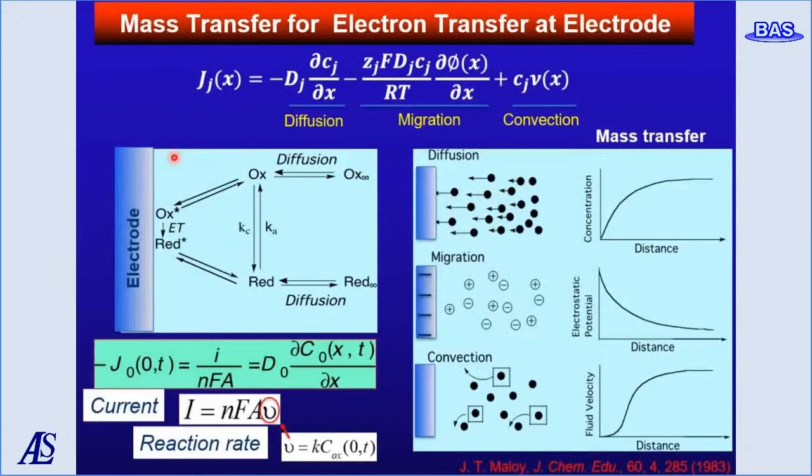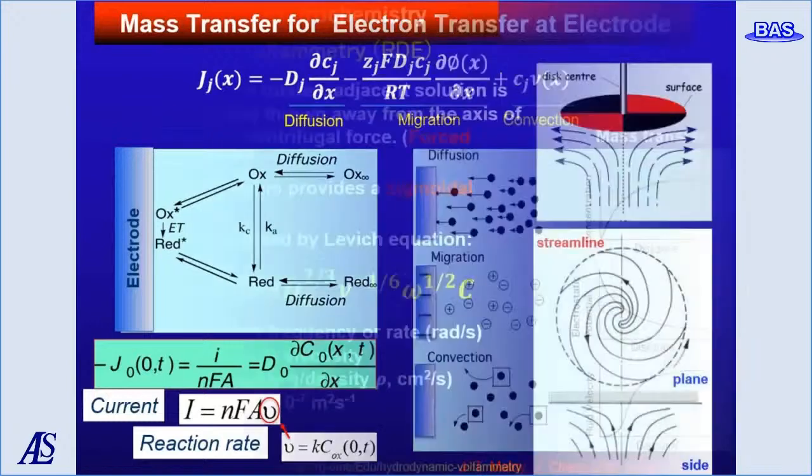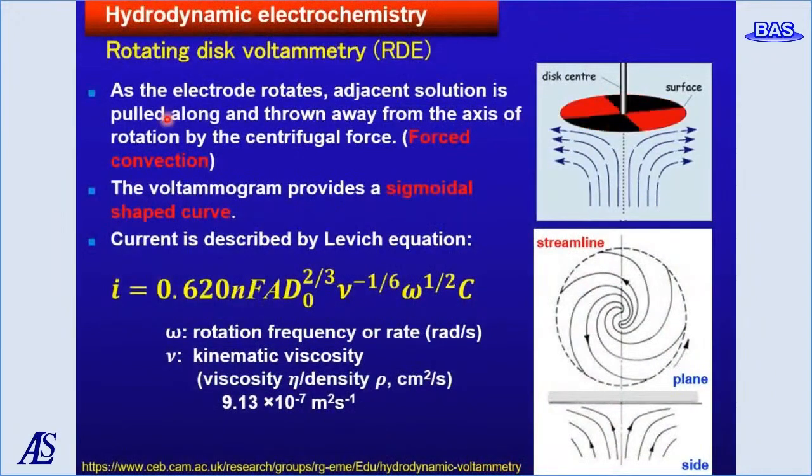As I have talked about before, mass transport of the analyte to the electrode occurs in three different modes: diffusion, migration, and convection. Sometimes we use hydrodynamic electrochemistry, including rotating disk voltammetry.